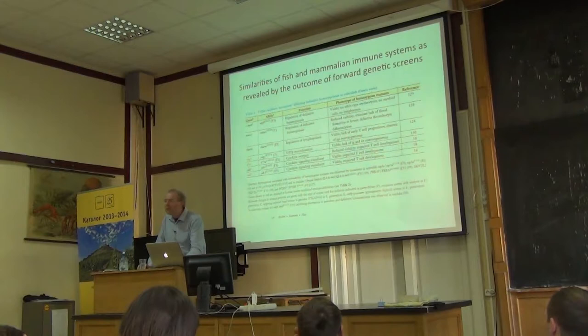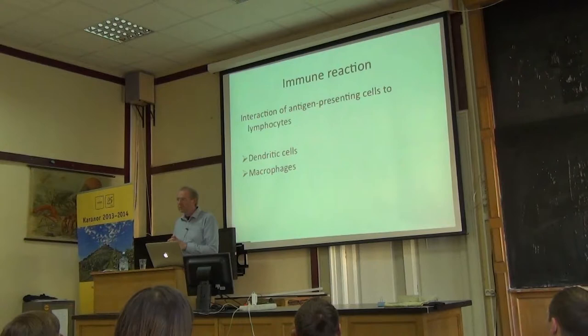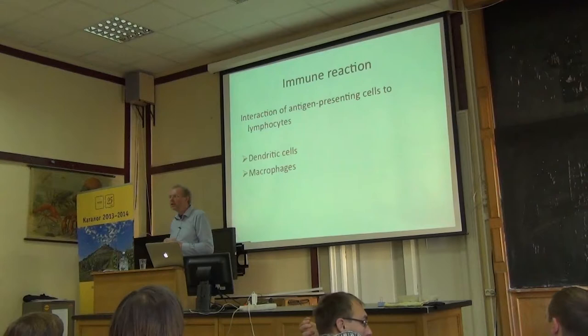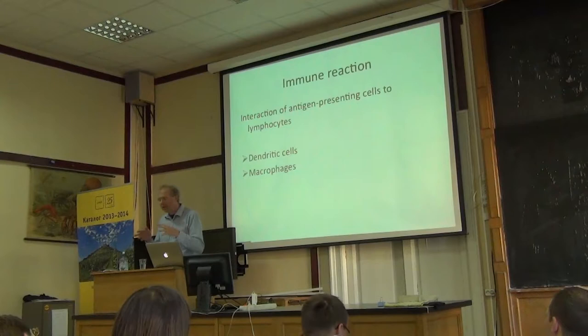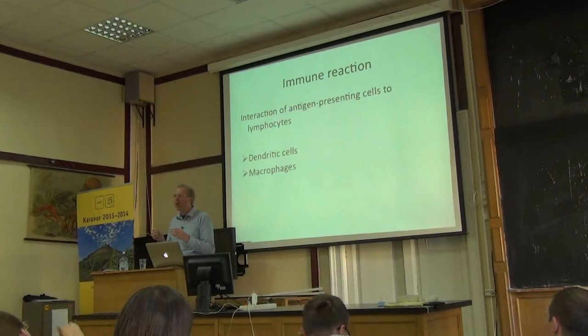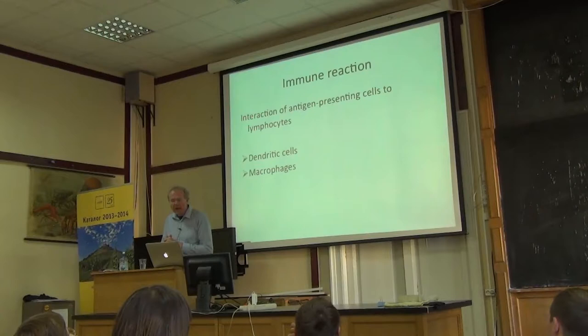But before we come to this, I would like to illustrate what we can do when we study the immune system. Because, as I said, we can make these fish transgenic, and the way to do it is to isolate a promoter that directs the expression of a certain gene normally into a specific cell type or at a specific developmental stage or under specific conditions, for example, before or after stimulation of cells. And one important cell type that is required in the immune system to actually initiate an immune response are cells that present antigen to lymphocytes.